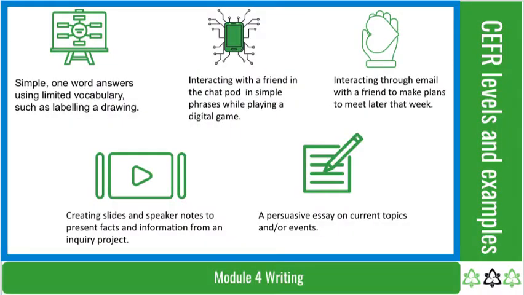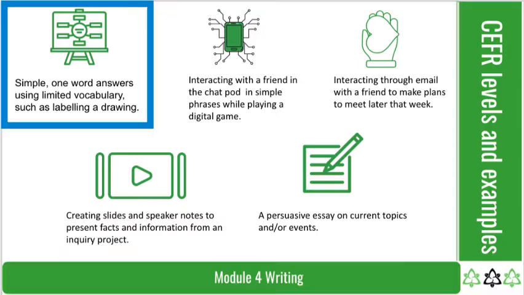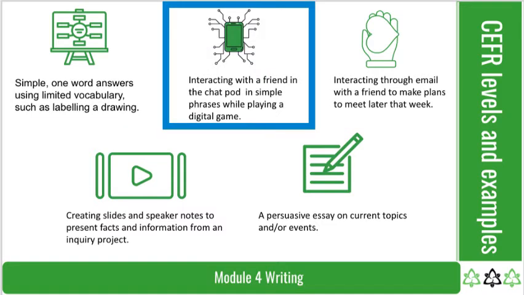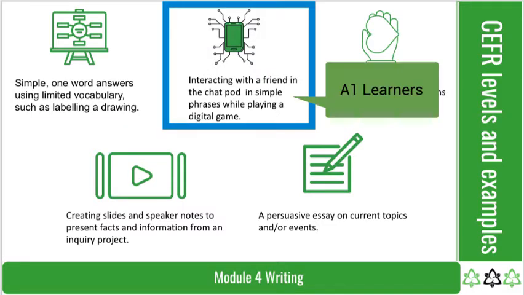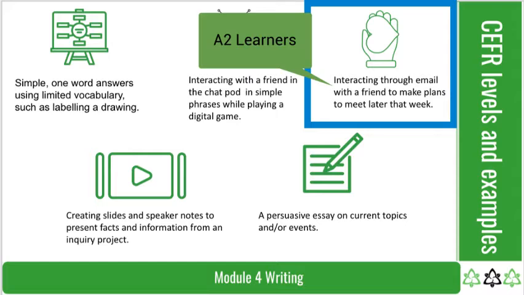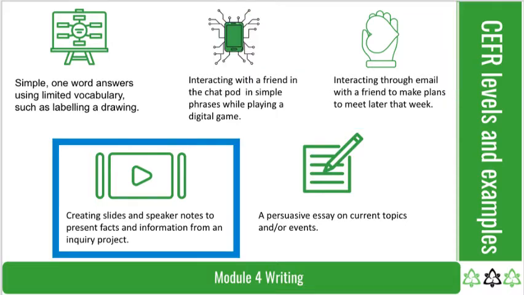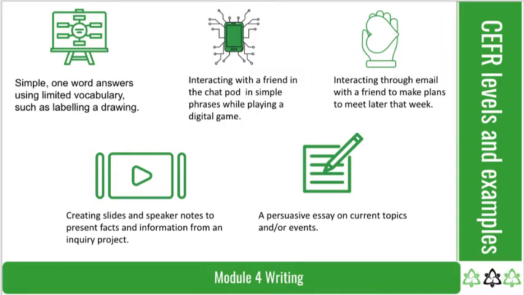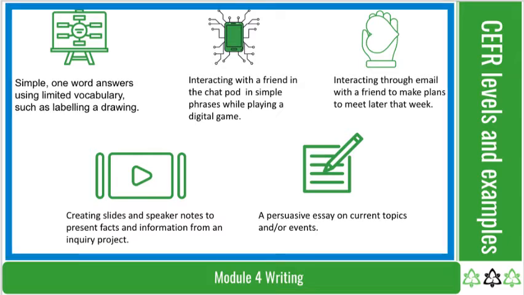Take a moment here with the previous examples of learner scenarios and consider each carefully. Here, we have simple vocabulary labeling for A1.1 learners, interacting in a chat pod about a game for the A1 learner, interacting through an email for A2, creating a slide deck as the B1 learner, and writing an essay as a B2 learner. All clearly writing scenarios, however, they differ dramatically in the skills needed to undertake each activity.